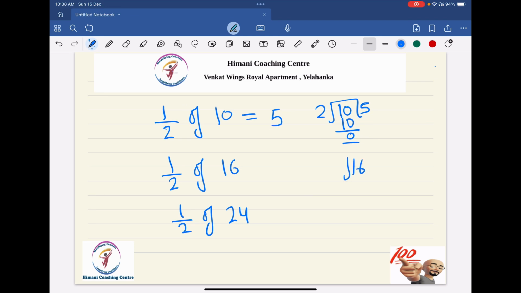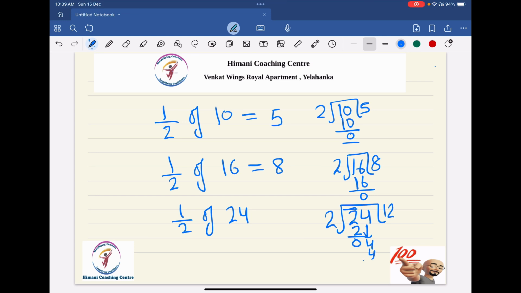Now here 1 by 2 of 16, divide it by 2. 2 eights are 16. So the answer is 8. 1 by 2 of 24, divided by 2. See, this will go 2 ones are 2, 0. Then bring down 4 and in the table of 2, 2 twos are 4. So the answer is 12.